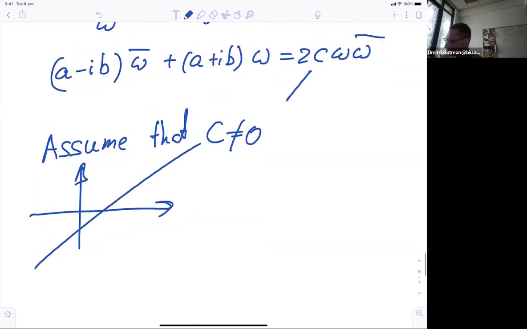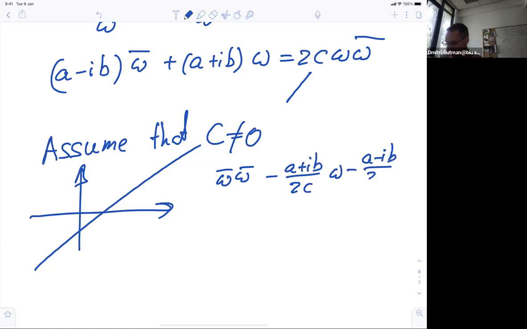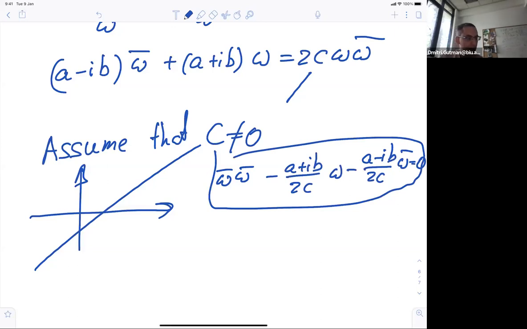Then the equation that we found, we can divide it by 2c, and we get an equation that on the w plane looks like w bar minus (a plus ib) divided by 2c times w minus (a minus ib) divided by 2c times w bar is equal to 0. Did anyone see this equation before?